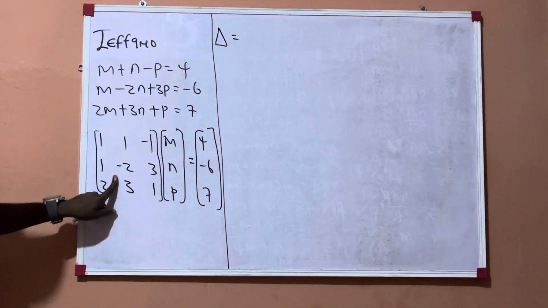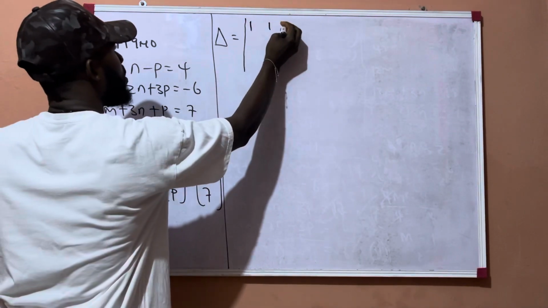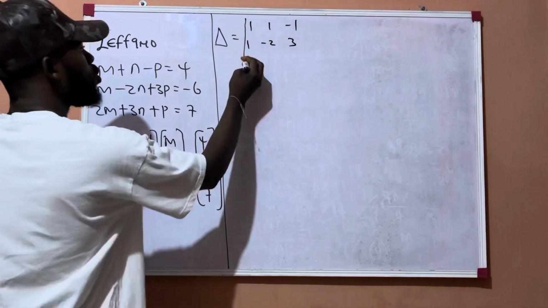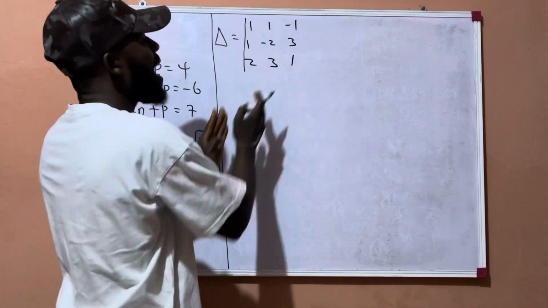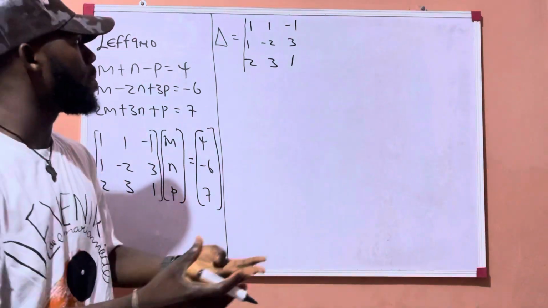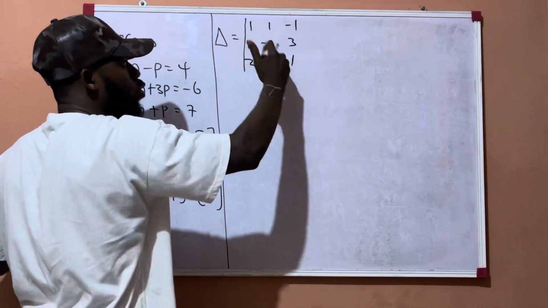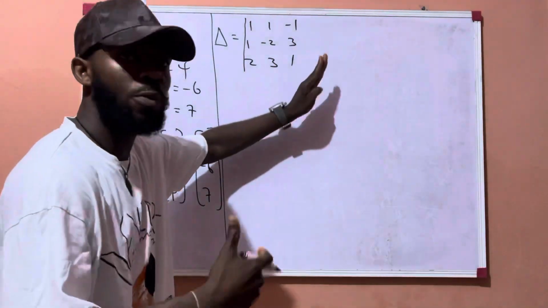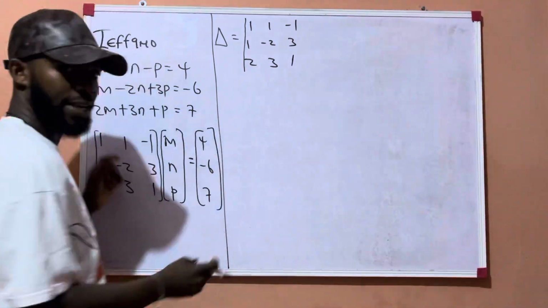Taking the determinant of this matrix simply means the determinant of 1, 1, minus 1; 1, minus 2, 3; and 2, 3, 1. These are the original elements in this matrix. But to get the determinant, I'm going to teach you a method. If you notice, we have 3 columns and 3 rows. The first thing you are going to do is make the number of columns 5 columns. And how would you make it 5 columns? By repeating the first 2 columns again.